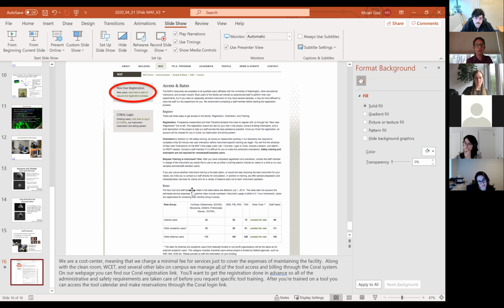But pretty much, you would email one of the staff scientists, and our goal would be to try to put you in the right direction. Now, we are a cost center, so if we are going to train you on one of the instruments, we do have an hourly rate for the staff scientists, and then an hourly rate for the specific instruments.